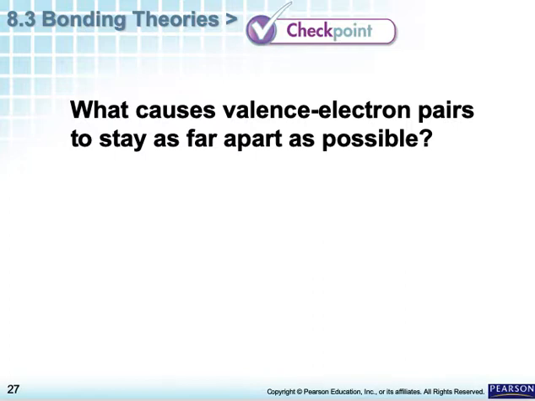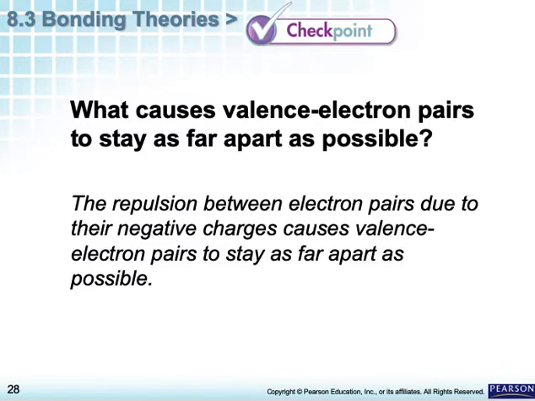What causes valence shell electron pairs to stay as far apart as possible? Well, electrons are negative. They don't want to be near other negative things, and so they push as far apart as they can.